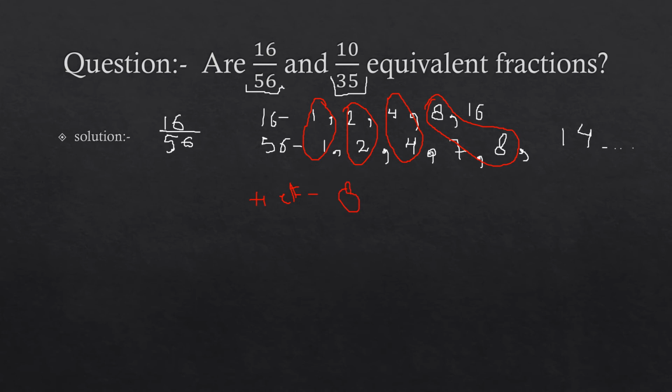Let me write again. The highest common factor means the HCF. The HCF for 16 and 56 is 8.